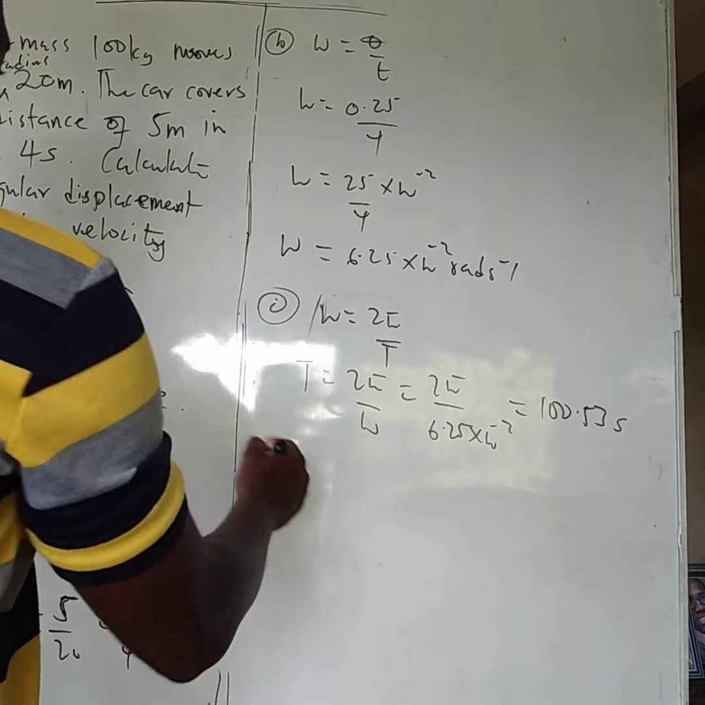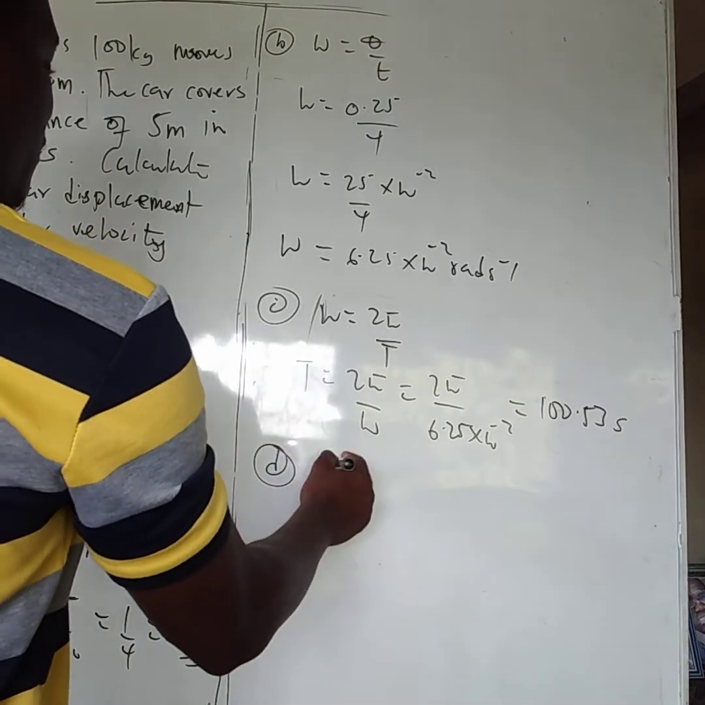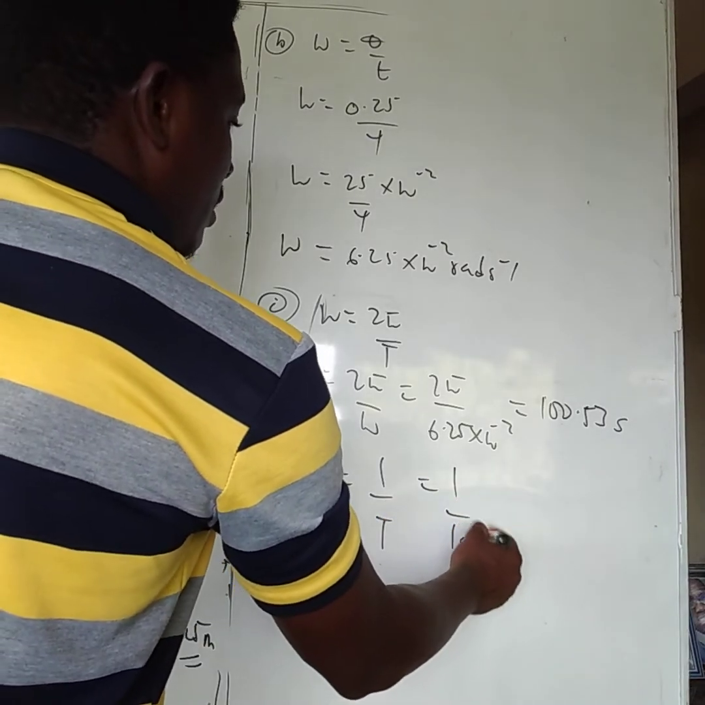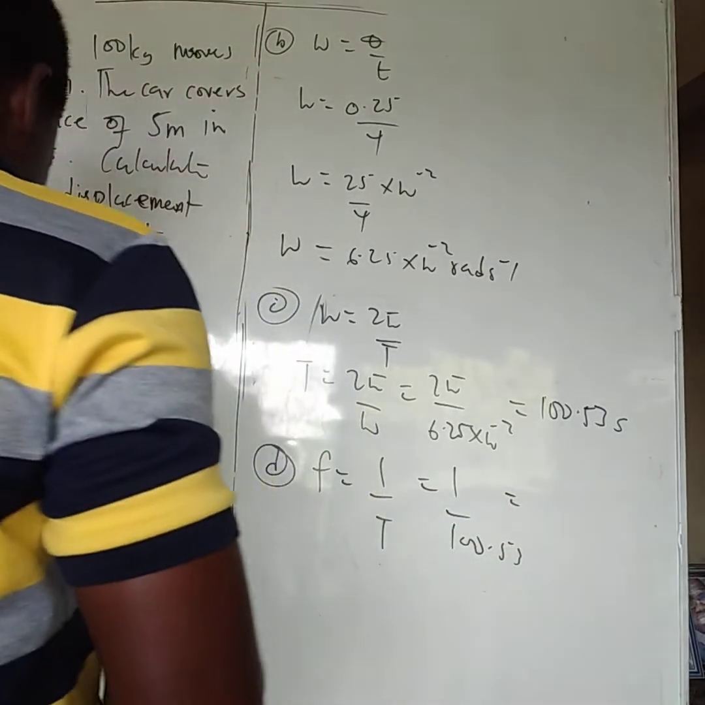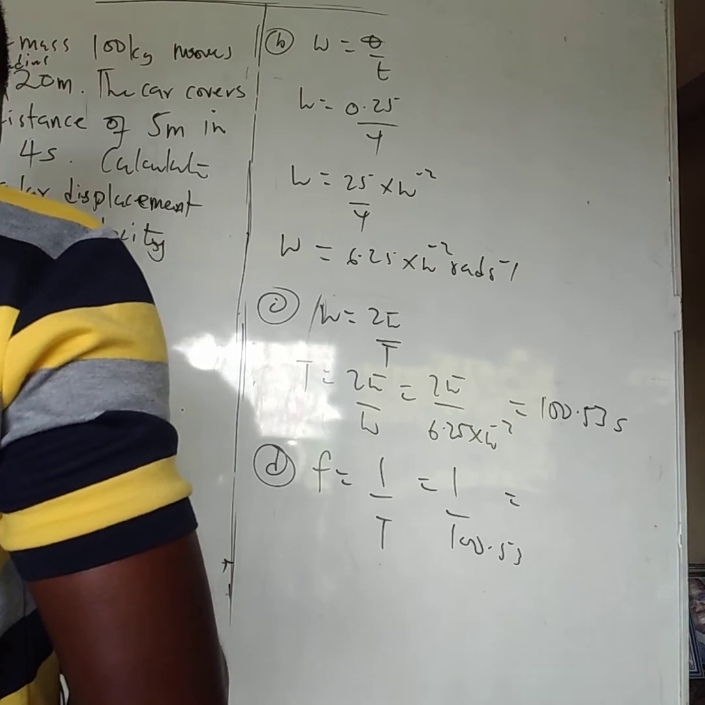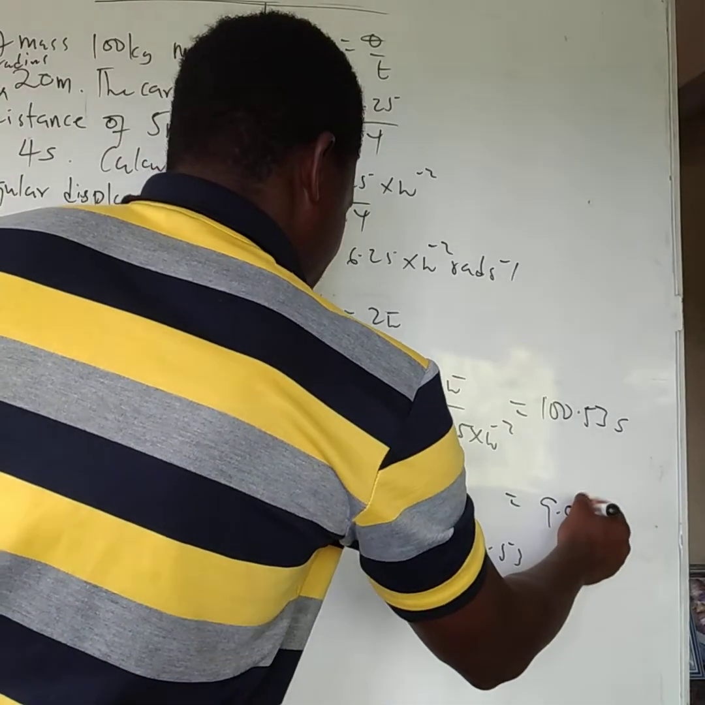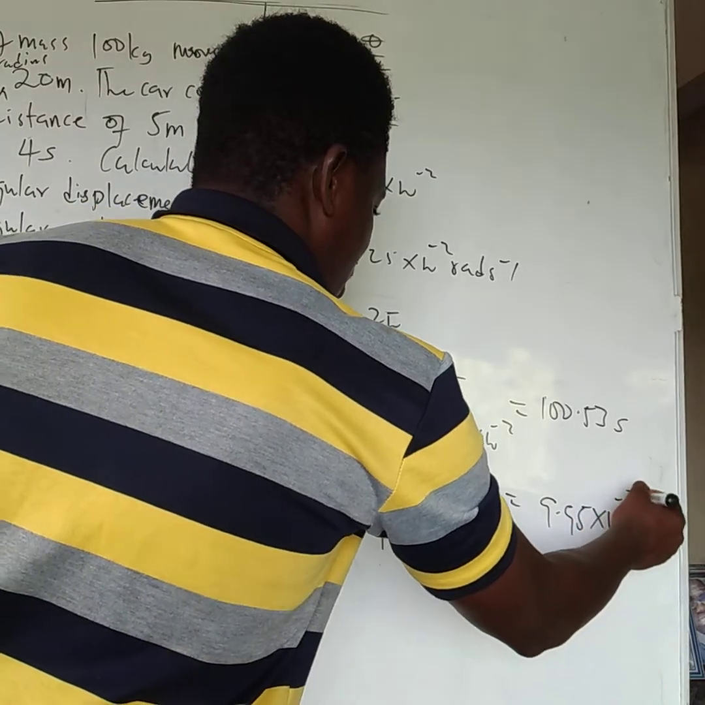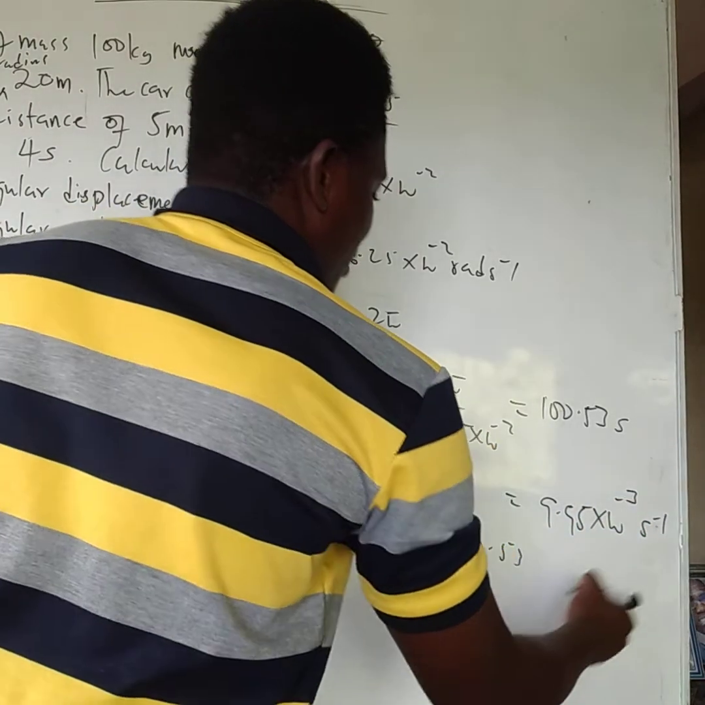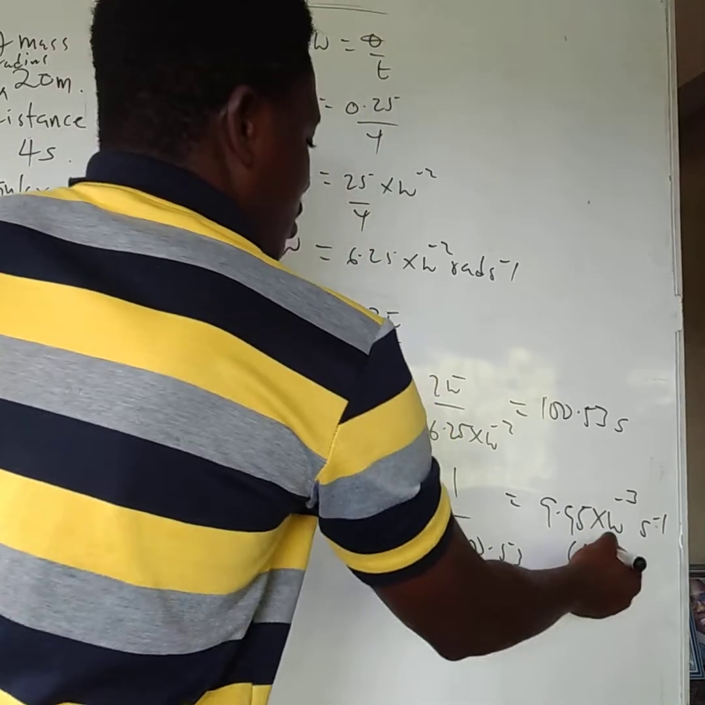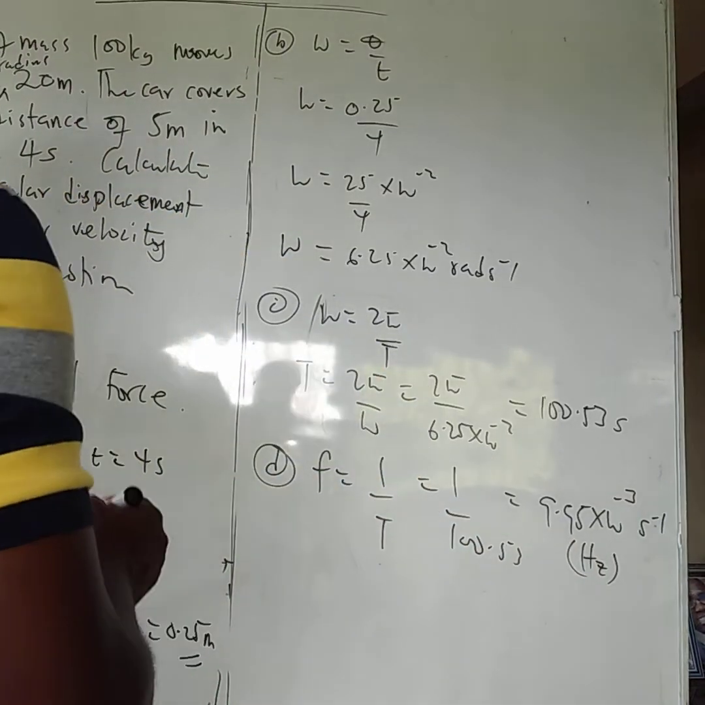Okay, then the D aspect of the question, we have to calculate the frequency. Frequency is 1 over T. So it's 1 over 100.53. So 1 divided by our answer, we are getting 9.95 times 10 to the power negative 3, and it is per second, or the hertz. So the unit is per second or the hertz.